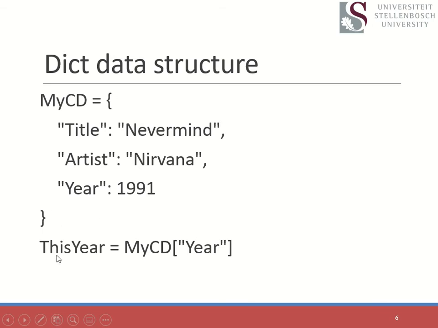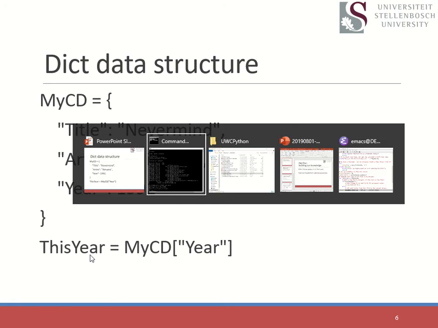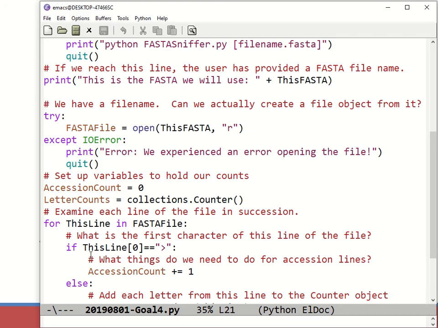And you can address specific information out of a dict data structure by calling on that particular element. So from my CD, I want to retrieve whatever value was stored under year. So I can use the square brackets to index out that little piece of it, and by grabbing out whatever is stored under year, I'm not grabbing back the string year, I'm getting back the number 1991, which is then dumped into this year.